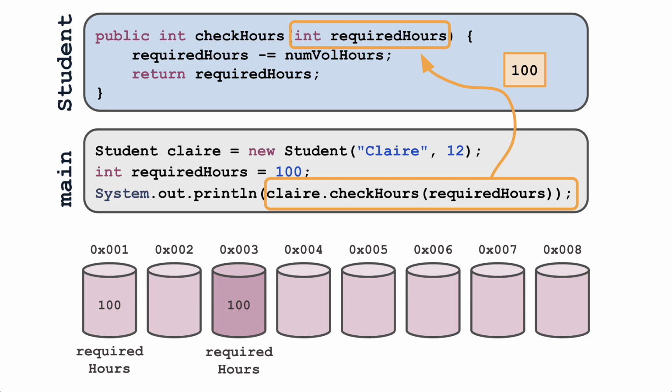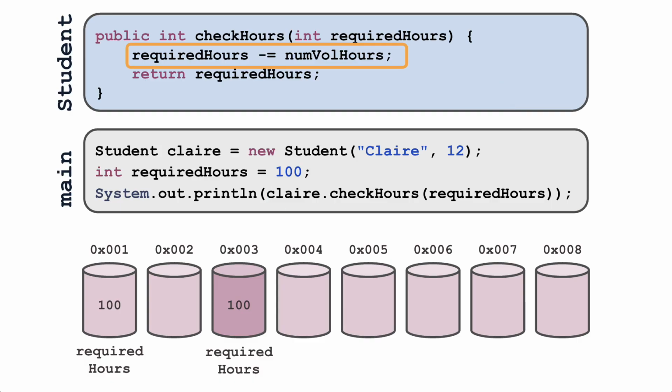different memory location. The two variables just happen to have the same name, required hours, in this example, but they are two independent copies. When the parameter changes in the method body, the value stored at the second memory location changes without impacting the original variable in the main class.